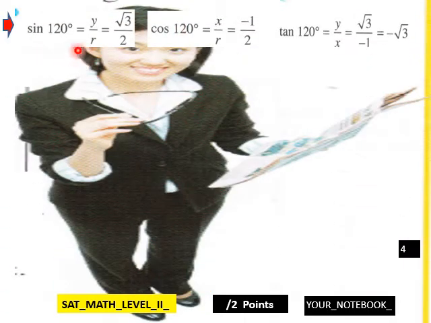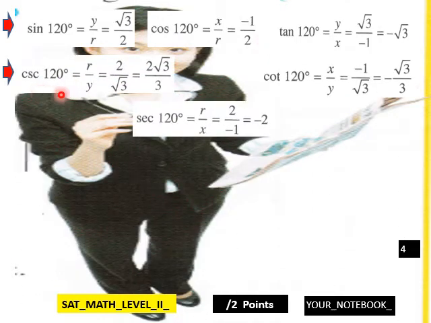So sine 120 would be y over r. Then we assign our side lengths to be square root of 3 over 2. Cosine 120 would be x over r, which is negative 1 over 2. And tan 120 would be y over x, which is square root of 3 over -1, a negative square root of 3. We got these negatives because we're in the second quadrant.